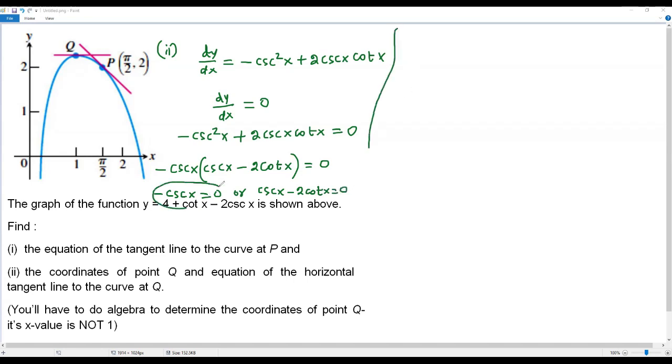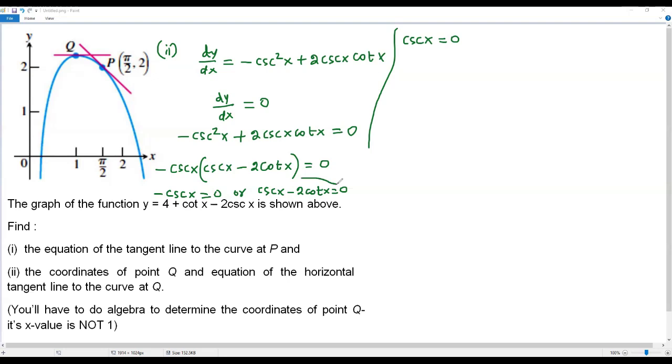Okay, now the first equation, negative cosecant x equals 0. Over here I multiply both sides by negative 1. When I do so, I'm just getting cosecant x on the left side, because negative 1 times negative cosecant x will become just cosecant x. When I multiply the right side 0 by negative 1, it's still 0. Okay, cosecant x equals 0.